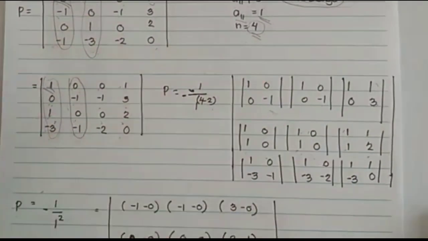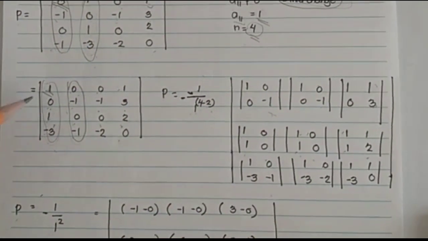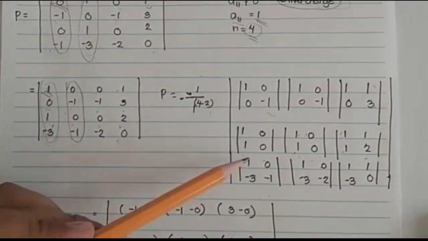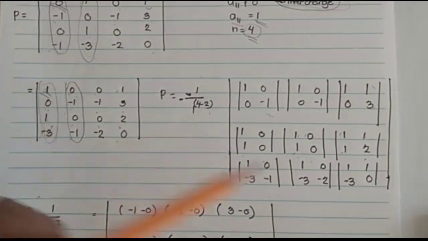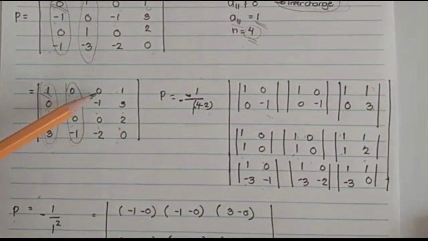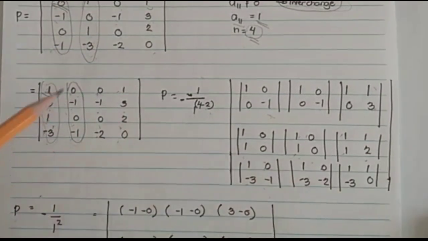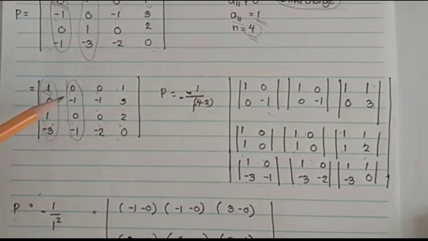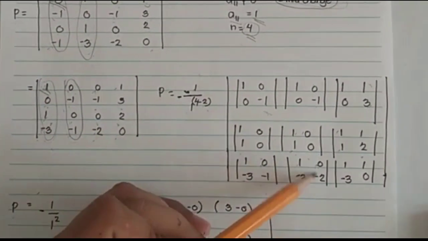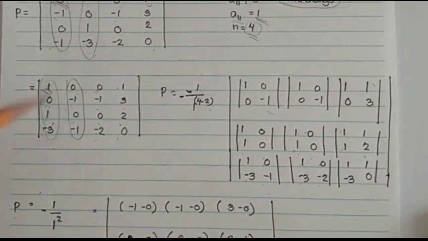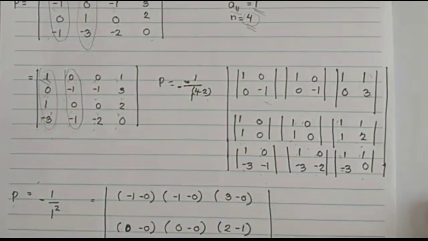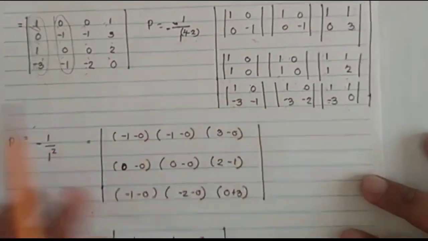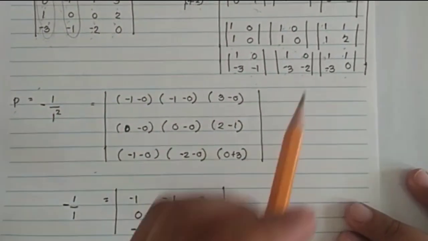And then for the third, we have 1, negative 3, 1, negative 3, 0, negative 1, 0, negative 1, and then 0, negative 2, 1, negative 3, and then 0, negative 2, and then 1, negative 3, and then 1, 0, 1, 0. Next, after grouping the data, we need to do the cross multiplication.